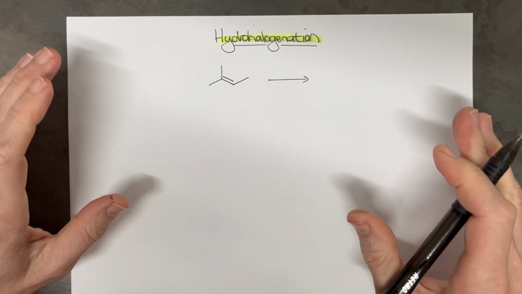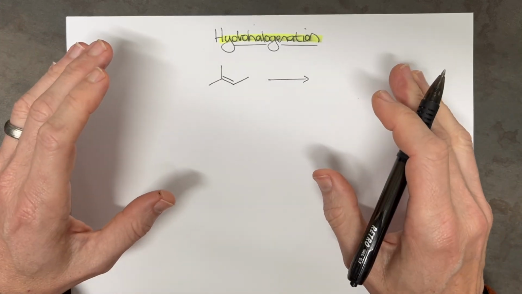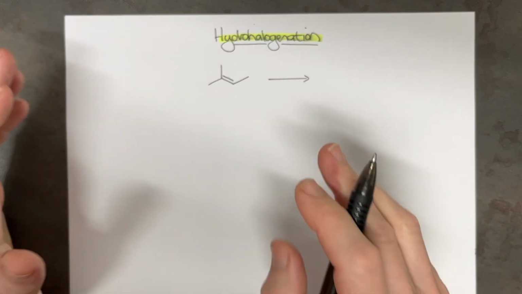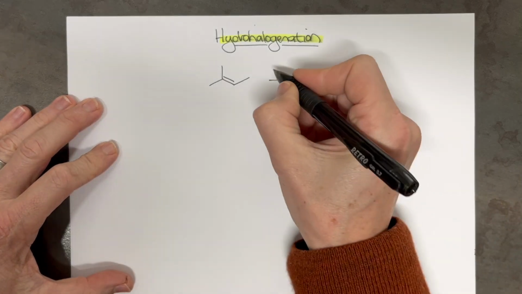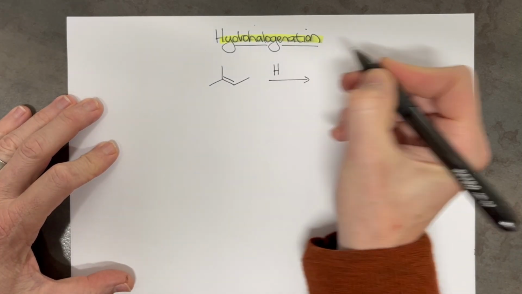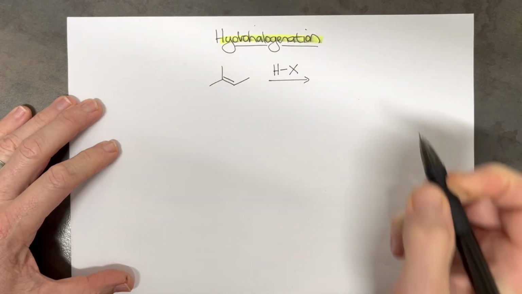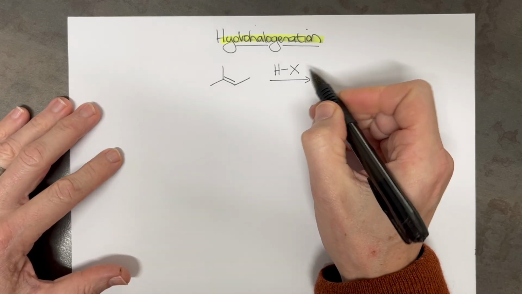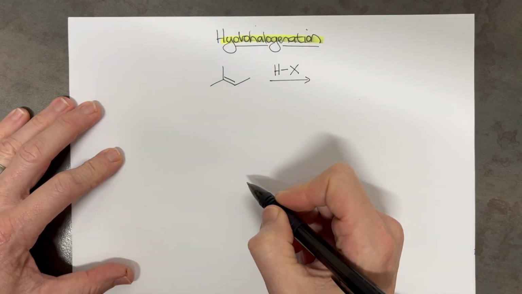Let's have a look. So to wrap up this section, I want to mention that the reactions that we've been doing, adding HCl, HBr, or HI to an alkene, are collectively known as hydrohalogenation. Why? Because we're adding an H, that's the hydro, and we're adding a halogen, typically an X like this. So it could be chlorine, bromine, or iodine that we're adding. So hydrohalogenation is the reaction.